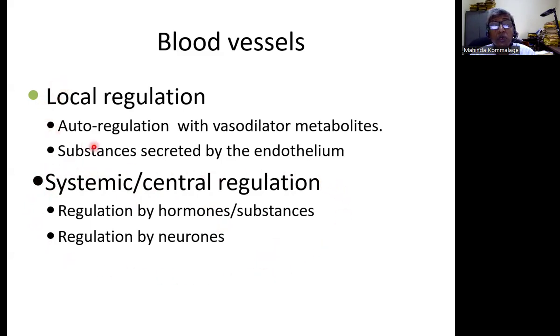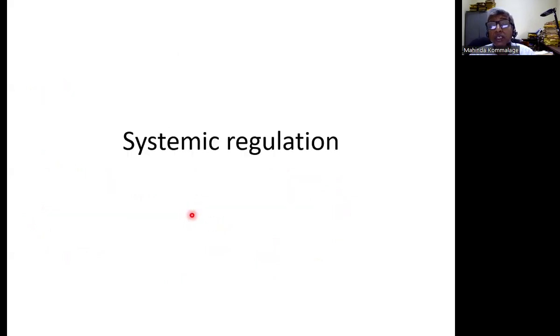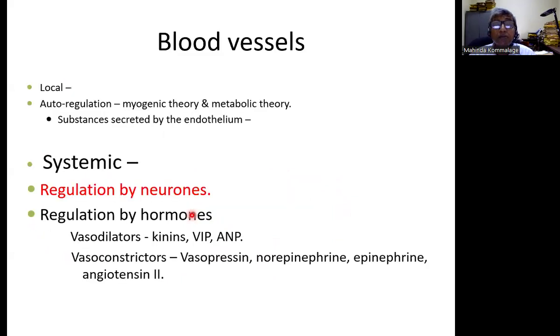And this is purely local regulation, only inside the tissue. This systemic or central regulation, we can control from outside through the brain, some commanding center or something, right? So first we will see systemic regulation of blood vessels.